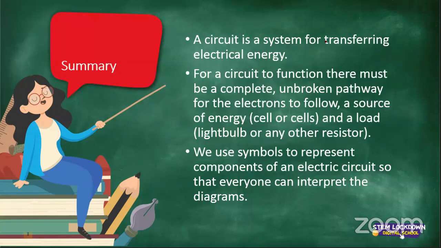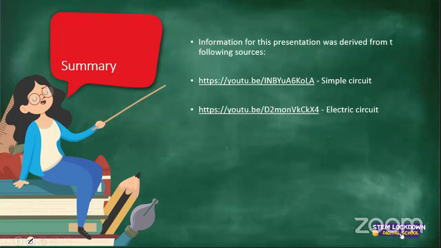An electric circuit is a system of transferring electrical energy. For a circuit to function, there must be a complete, unbroken pathway for electrons to flow. There is a source of energy, which is the cell or cells, and you have a light bulb and a resistor, which I'll explain on Monday. We use symbols to represent components of an electric circuit so that everyone can interpret the diagram, and I showed you what the symbols are.